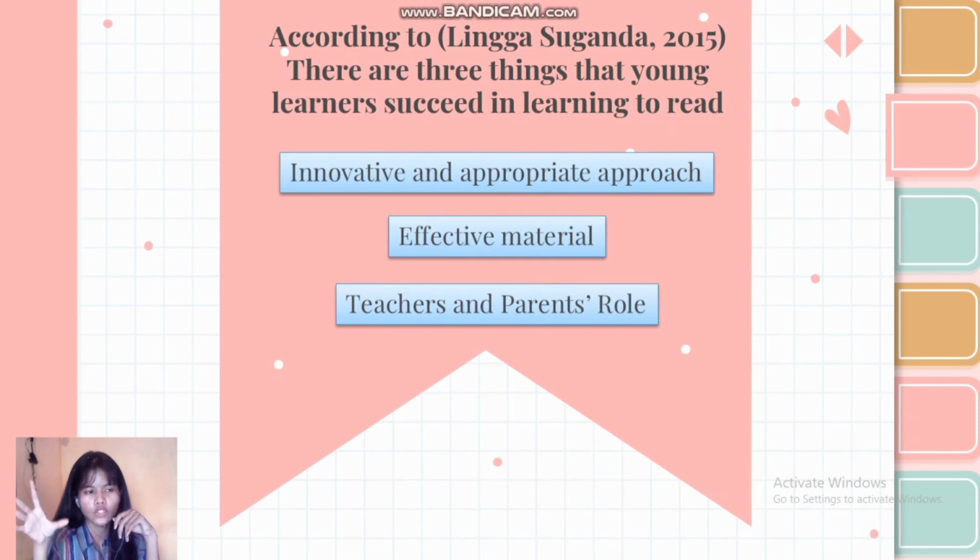And besides the teacher's role, parents also have a role, because parents must also support their learning at home. So the young learner does not only get knowledge from the teacher, but parents also review and pay more attention to the development of their young learner until the young learner gets used to learning to read. And parents can also read stories to their children.